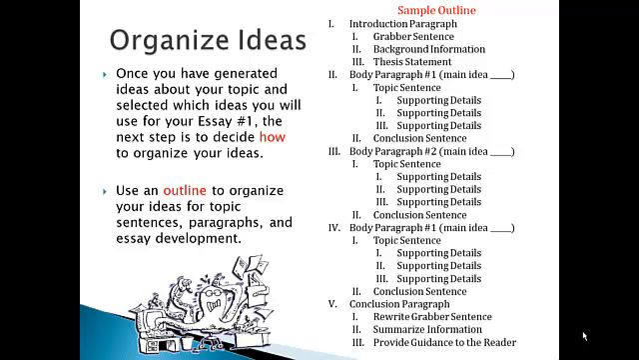What you need to do is, once you've generated your ideas about a topic and selected the ideas that you will use, you need to decide how to organize those ideas. And so you need to use an outline. As you can see here, you have your introduction paragraph, a body paragraph, another body paragraph, a final body paragraph, and then a conclusion paragraph. But if you look at each of those body paragraphs, you can see that there are parentheses in your main idea.